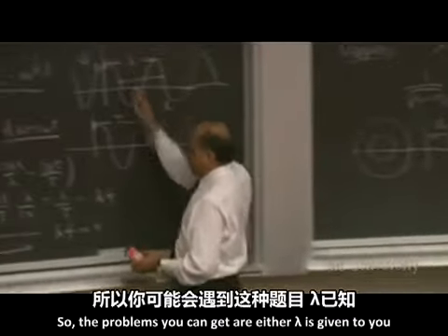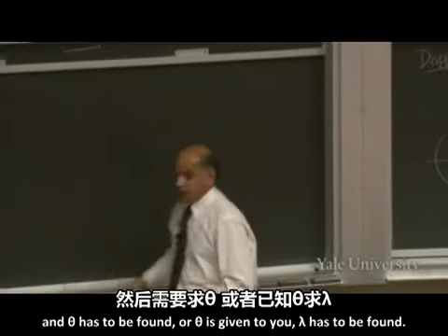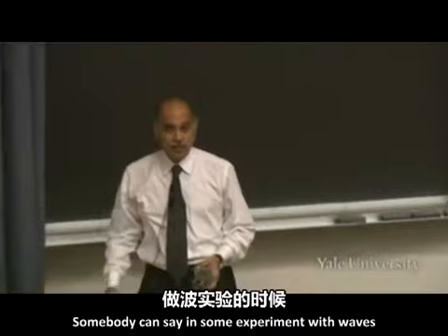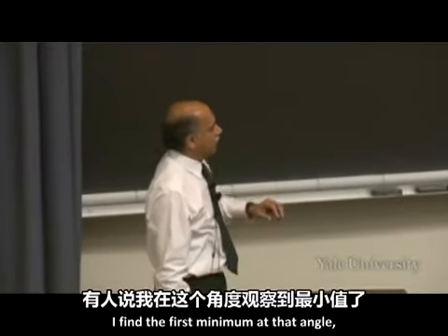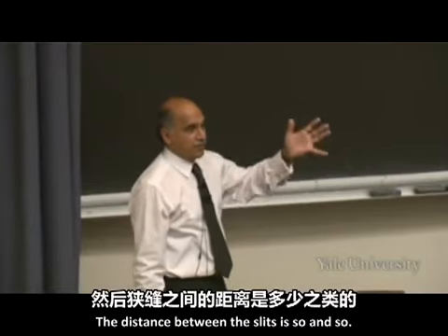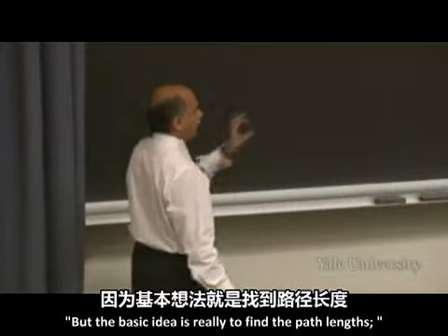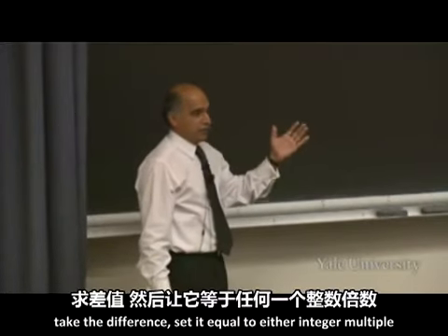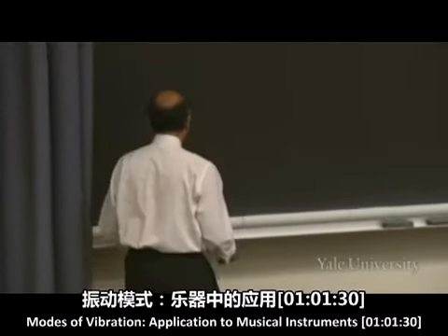So the problems you can get are either lambda is given to you and theta has to be found, or theta is given to you, lambda has to be found. Somebody can say, in some experiment with waves, I find the first minimum at that angle. What's the wavelength? The distance between the slits is so and so. But the basic idea is really to find the path lengths, take the difference, set it equal to either integer multiple or half integer multiple of the wavelength.